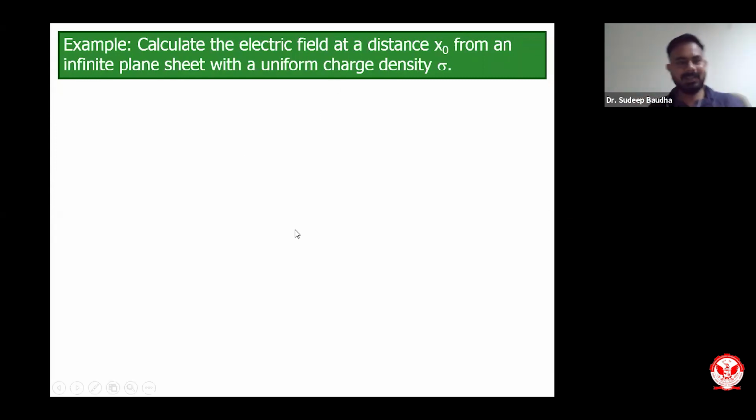So those who are listening, if you are able to see my question or my example, can someone comment on this? We need to calculate the electric field at a distance x naught from an infinite plane sheet with a uniform charge density sigma. I want at least someone to comment on this and tell me what we should do for such types of problems. No comments?